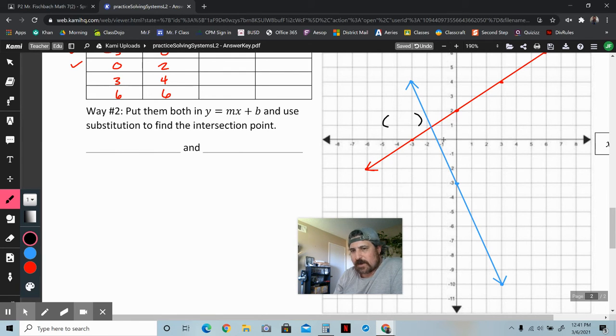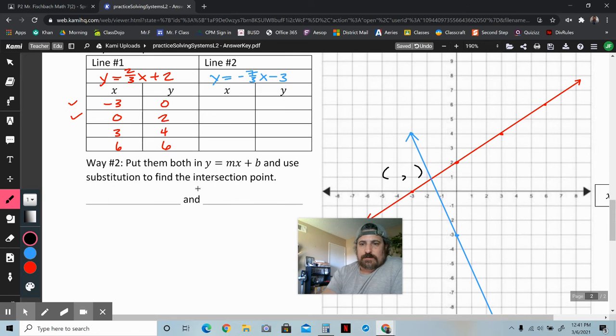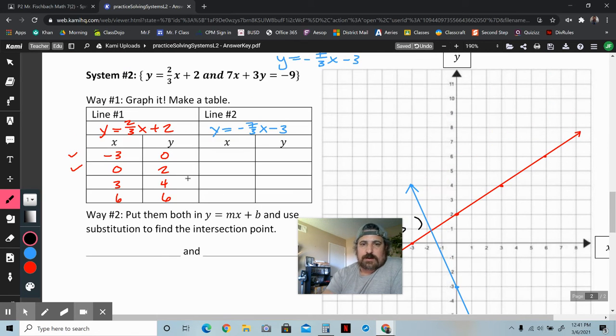We know it's somewhere between -1 and -2 on the x-axis, and somewhere between 1 and 2, or maybe at the worst 0 and 2 on the y-axis. So we don't know the answer yet. Okay, cool. Let's finish graphing the blue line here just with the table.